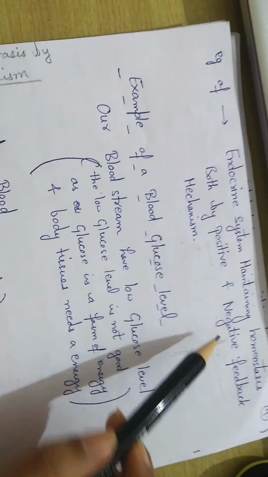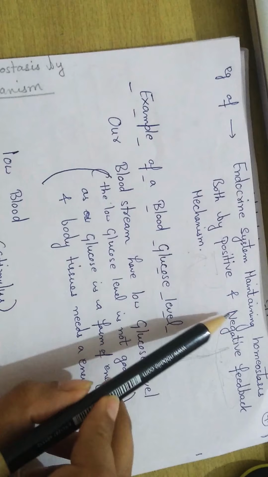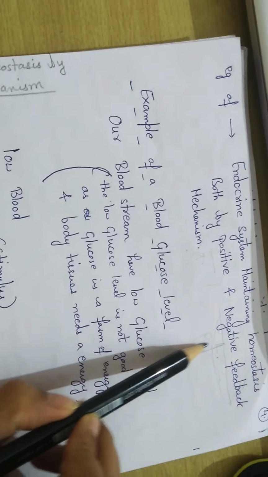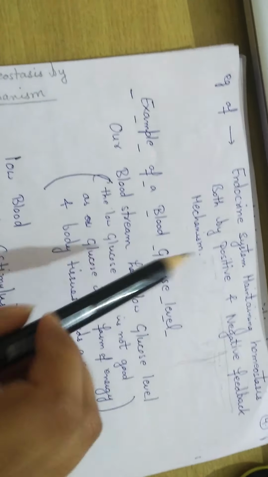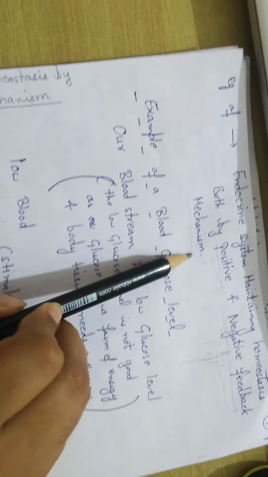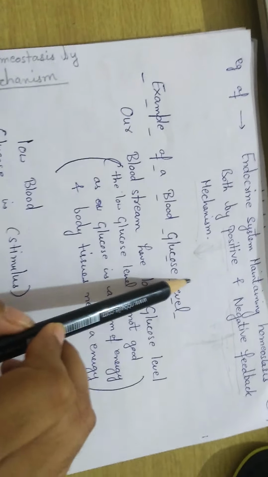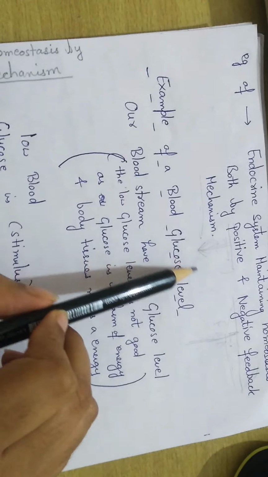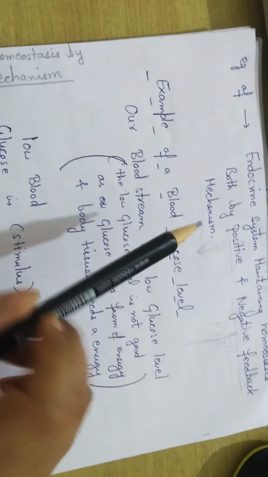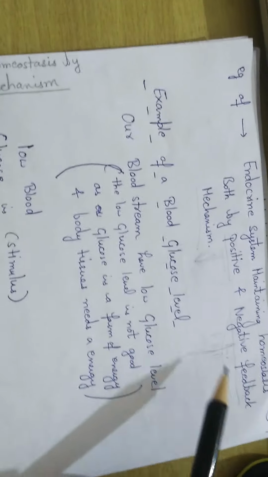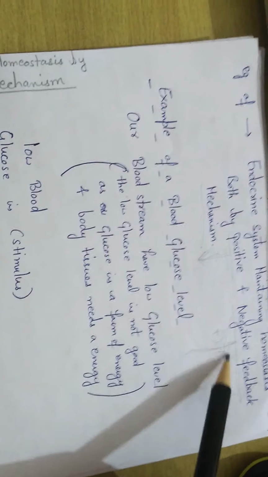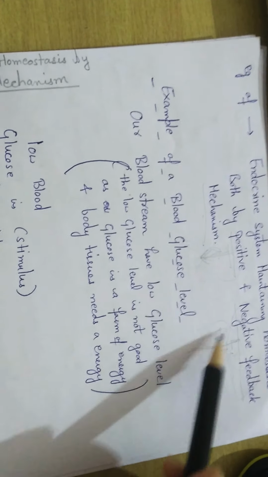The best examples of the positive and negative feedback mechanisms are what I will show you. In the positive feedback mechanism, we have the example of oxytocin. Oxytocin is a hormone which is released during delivery, and it has a function in the contractions. Whereas for the negative feedback mechanism, the example is the RAA system, that is the renin angiotensin aldosterone system.